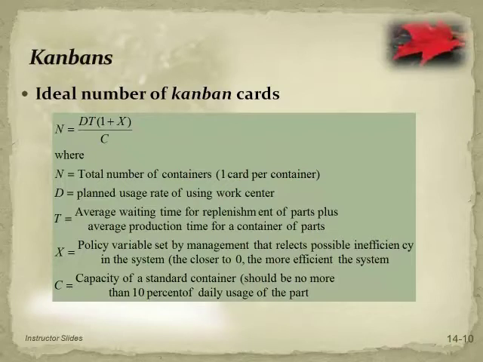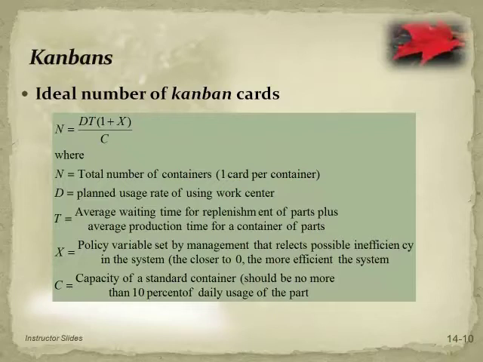The letter T represents the average time it takes us to get a resupply of that part whenever we run out. So we have a supply of those parts in a container, and we're going to be using them to do some type of operation. Well, before long, we're going to run out. How long does it take us to get another container that has a full supply of those parts? So T represents what that time is.